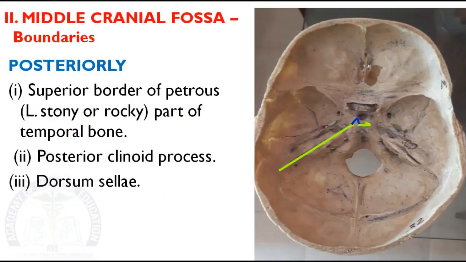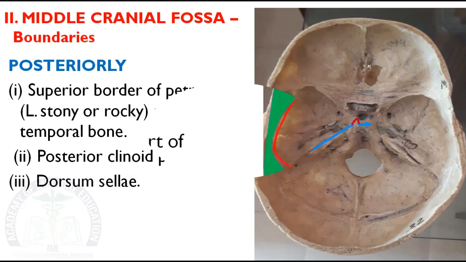Now the posterior boundary of the middle cranial fossa: the superior border of the petrous part of the temporal bone. This is the superior border of the petrous part of the temporal bone. Then the posterior clinoid processes, this is the posterior clinoid process, and the dorsum sellae. These three structures combine to form the posterior border of the middle cranial fossa.